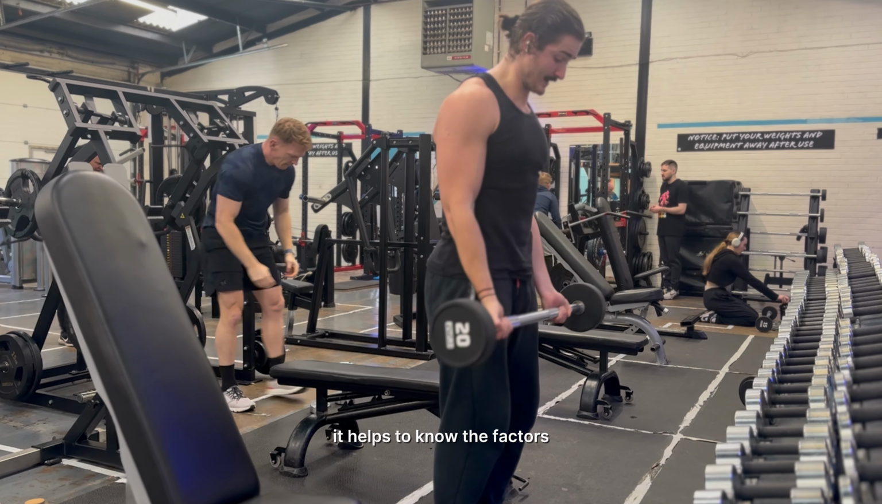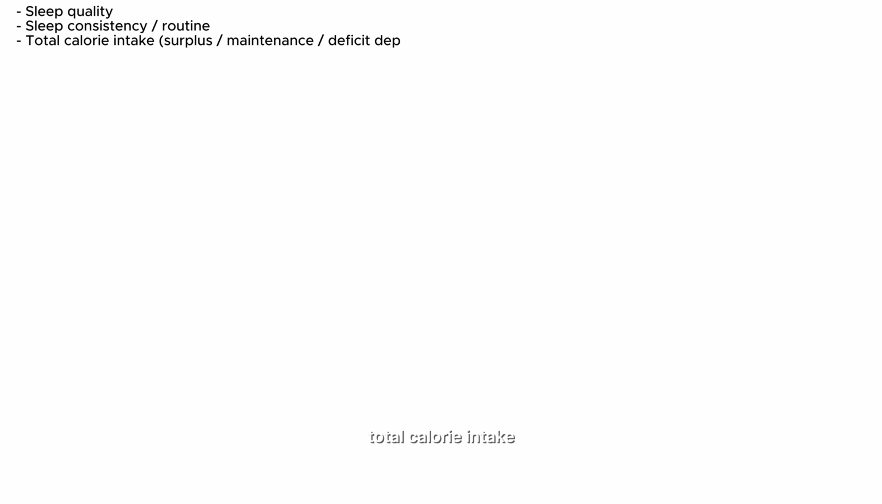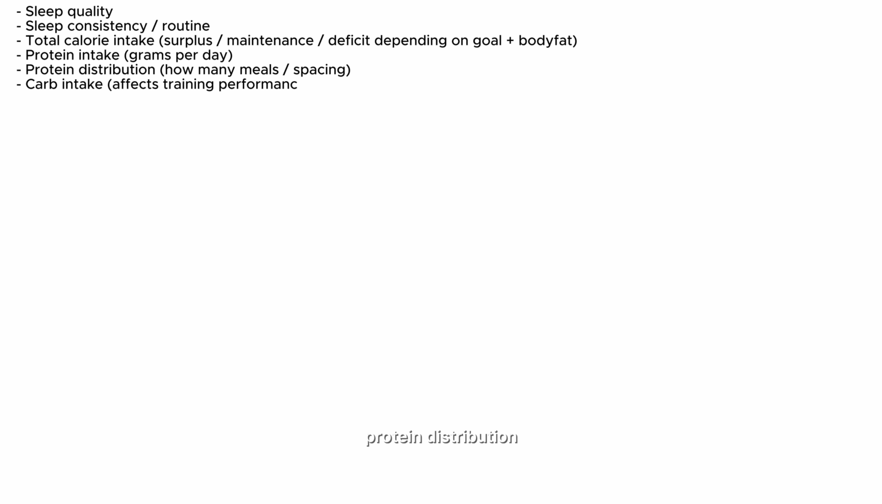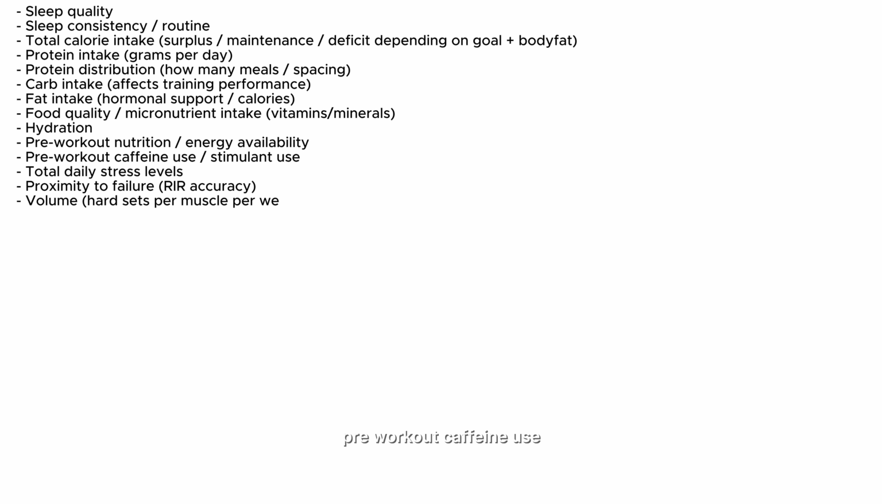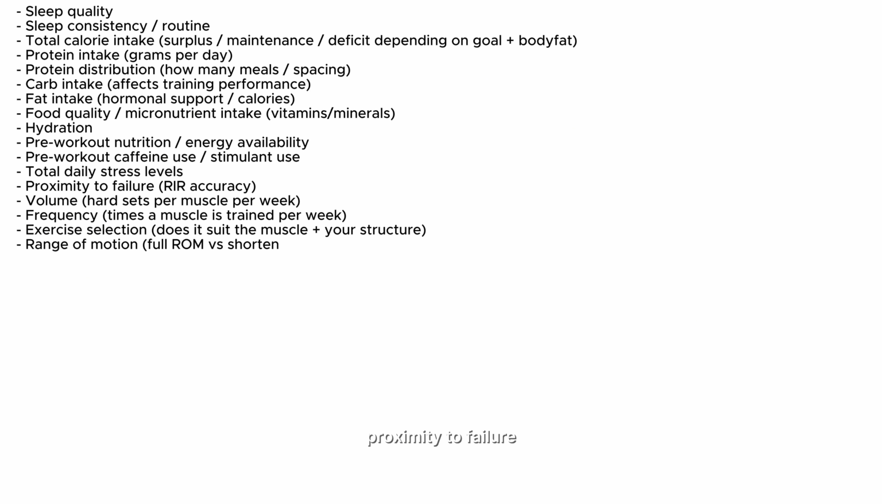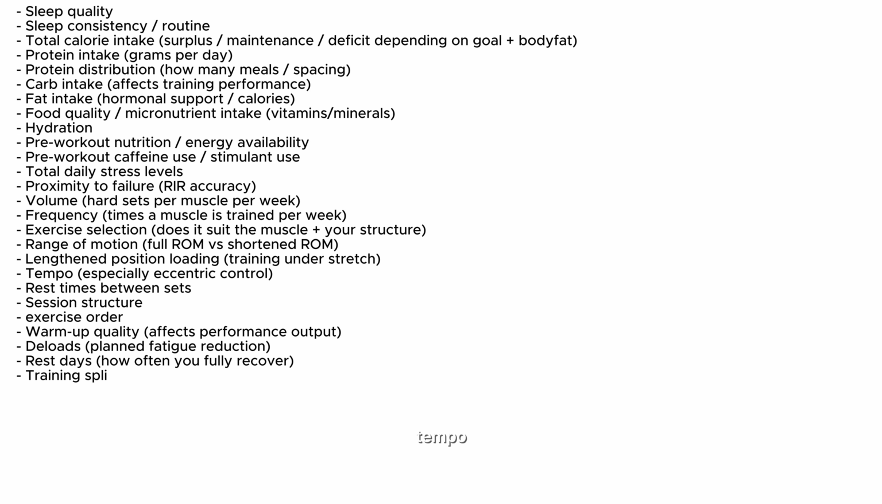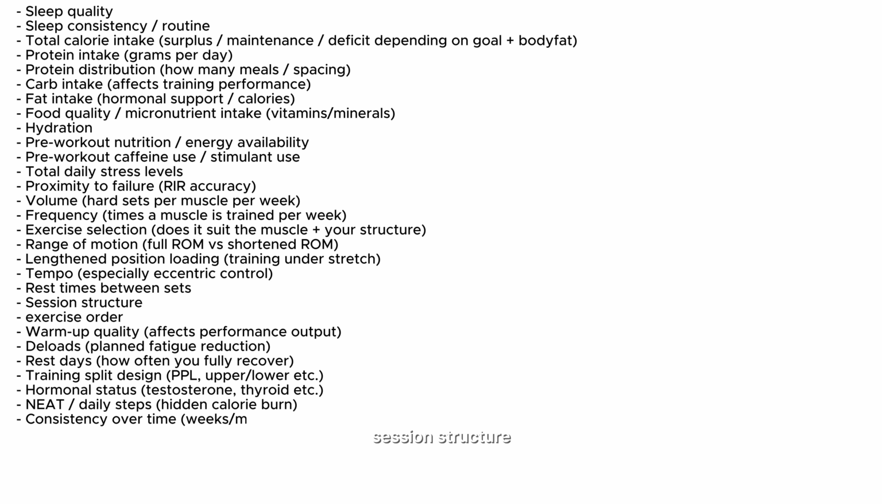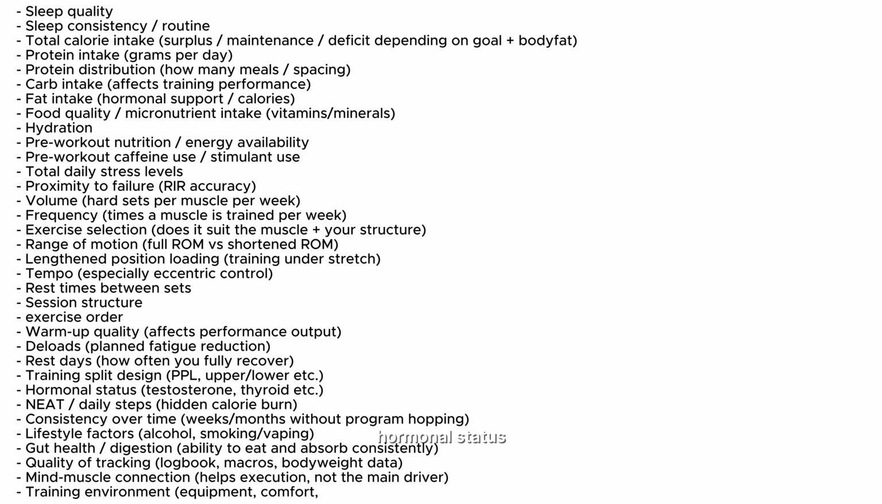So it helps to know the factors that are going to affect your muscle growth. Here are the main ones: sleep quality, sleep consistency, total calorie intake, protein distribution, carb intake, fat intake, food quality, hydration, pre-workout nutrition, pre-workout caffeine use, total daily stress levels, proximity to failure, volume, frequency, exercise selection, range of motion, lengthened position loading, tempo, rest time between sets, session structure, exercise order, warm-up quality, deloads, rest days, training split design, hormonal status, non-exercise activity thermogenesis, consistency over time, lifestyle factors, gut health, quality of tracking, mind-muscle connection, and training environment.